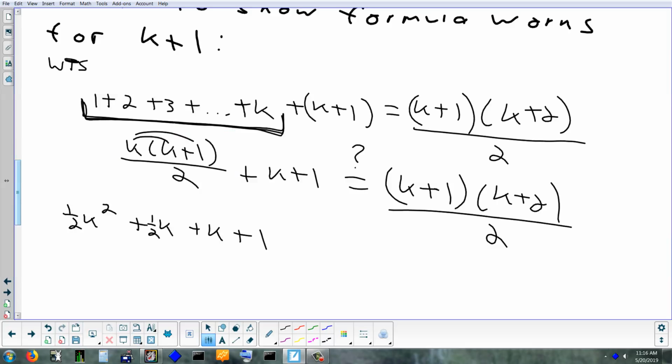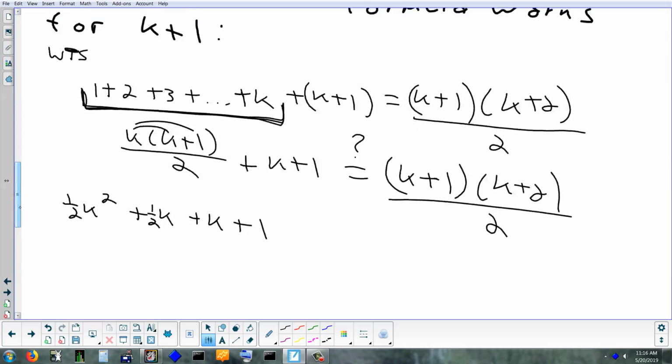Plus k plus 1. So I'll come back to that and combine like terms in a little bit. How about on the right-hand side? What do I have to do to take care of that? Yep, we got to FOIL it. And remember, everything is going to be divided by 2. So I'm going to get k squared. I'm going to get 2k plus 1k. So that's 3k.